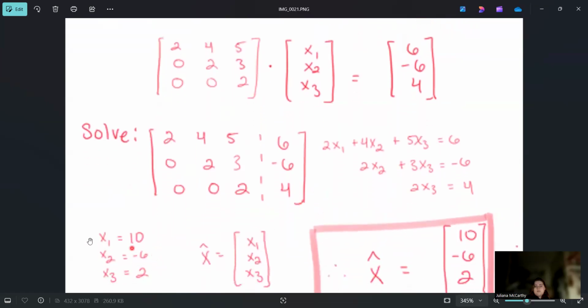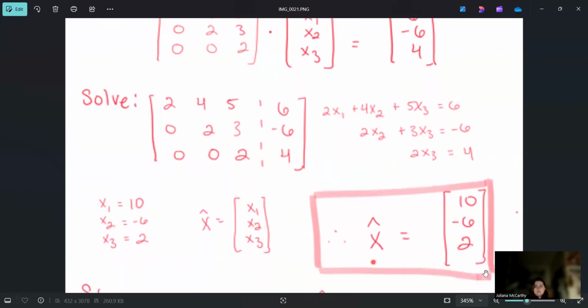And then we have x3 and we have x2, so we can plug those into our top equation to solve for x1. So 2x1 plus 4x2, so 4 times -6 is -24, plus 5 times 2. 5 times 2 is 10, -24 plus 10 is -14. Add it over to the right. So 2x1 equals 20. Divide by 2, divide by 2, we get x1 equals 10. And so this is our x hat. So we found the solution to Ax equals b. It's our x hat equals 10, -6, 2. This is as close as we're going to get to the real solution.